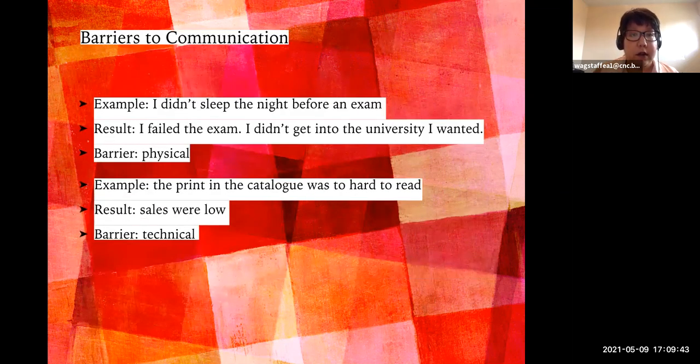Last ones. Example, I didn't sleep the night before an exam. Result, I failed the exam. I didn't get into the university I wanted. Barrier is physical. Example, the print in the catalog was too hard to read. I spelt the first two wrong, I'm sorry. Result, sales were low. The barrier is technical.